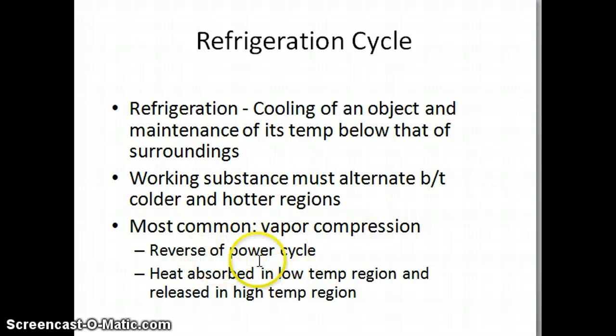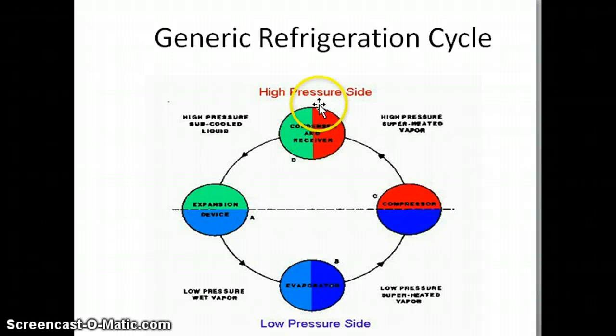This is the reverse of a power cycle. Heat is absorbed in the low temperature region and released in the high temperature region. This is the generic refrigeration cycle diagram, which works between a high pressure side and a low pressure side. The higher pressure side has the condenser and receiver, which lead to the expansion valve, where the refrigerant expands and enters the evaporator. From the evaporator, where cooling takes place, it goes to the compressor and again to the condenser. This is the overview of the cycle.